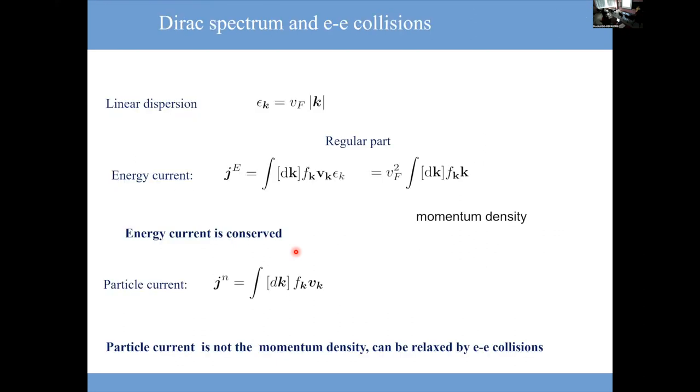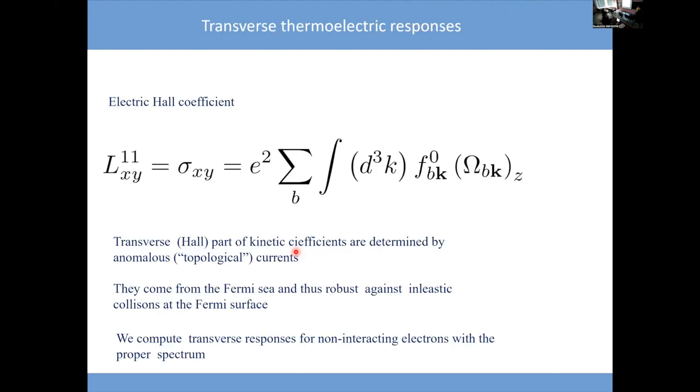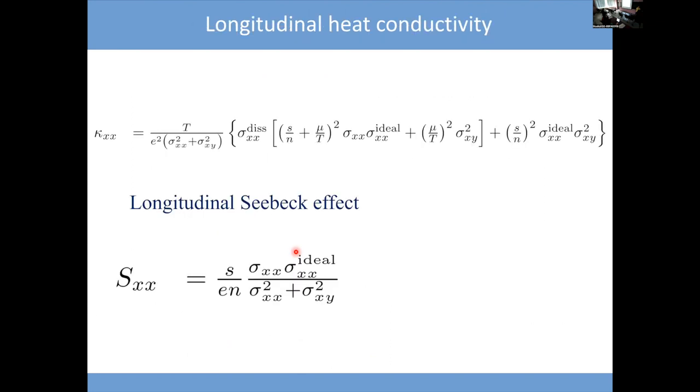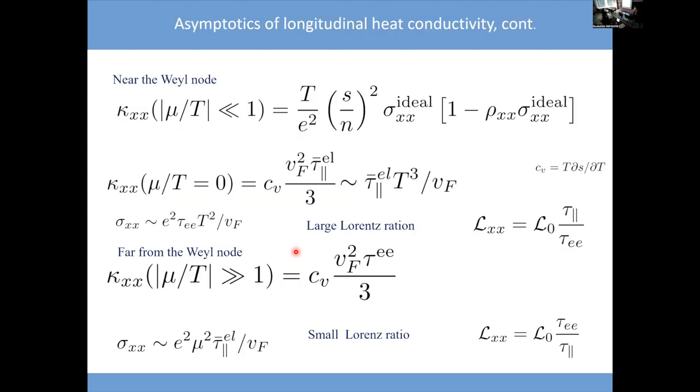Okay, I'll not go into the details because there are many important details. But let me just get to the result. So the result will be that because of that, you will see that there is a very large Lorentz number near the Weyl node, and a small Lorentz number away from the Weyl node. So exactly what we saw in the first slide in the experiment in Dirac is manifested here in the Weyl semi-metal as well. And this is in the channel of longitudinal conductivity.